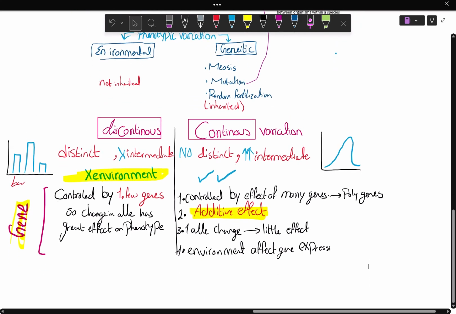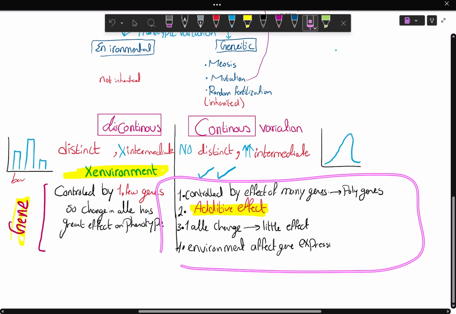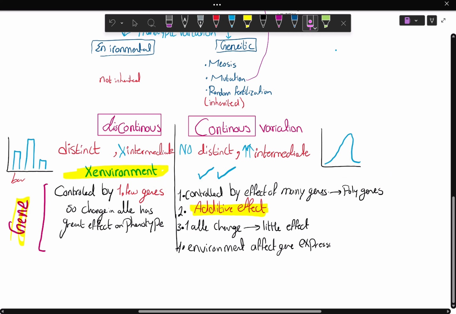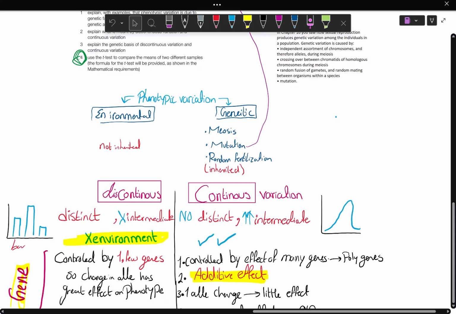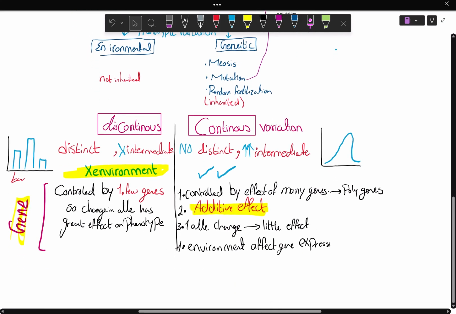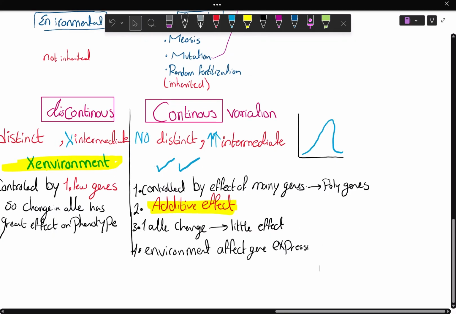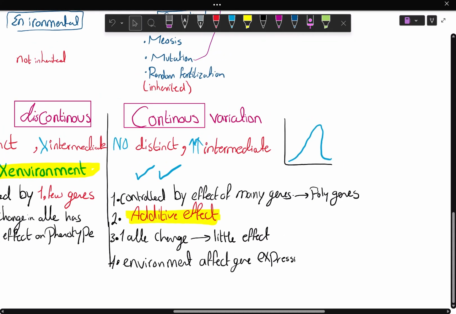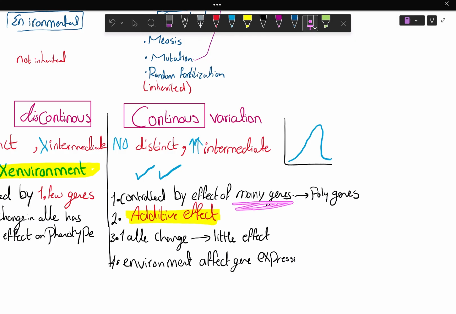Okay, and then about the genetic basis of continuous variation, this is important because there was a question once that just straight out asked what is the genetic basis of continuous variation, and a lot of students couldn't know which part to write. It's like 4 things. Firstly, the continuous variation is controlled by the effect of many genes. So there are many genes that code for this trait. Something like height, you don't only have one gene that affects height. No, there are multiple genes, okay? So any change in the allele will not have a drastic effect. It's only a little effect because you have other genes that code for height, okay?